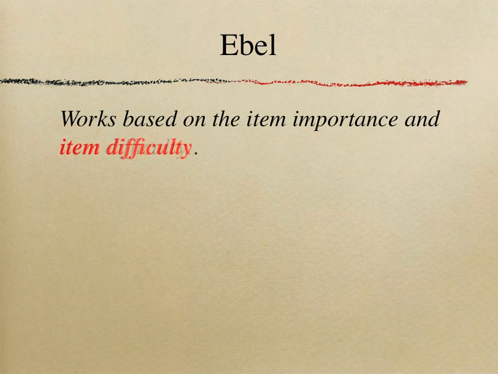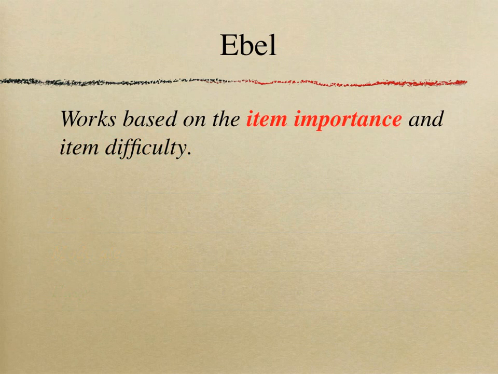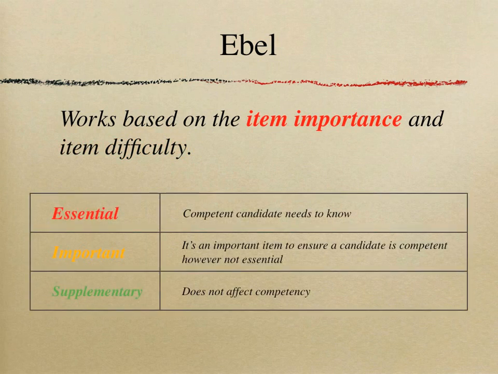Now, the way it works is, in terms of item difficulty, they would divide a question into one of these 3 categories. A question could be hard, which means a borderline candidate would not be able to, or cannot, answer it. It could be moderate, if a borderline candidate may or may not answer it, and easy, if a borderline candidate can answer it. And in terms of item importance, it can again be subdivided into 3 categories.